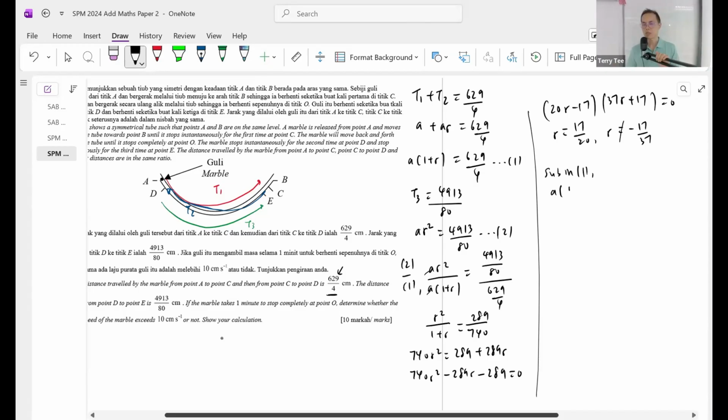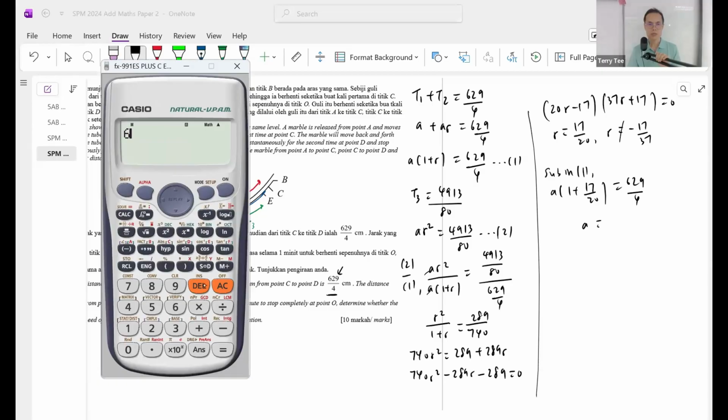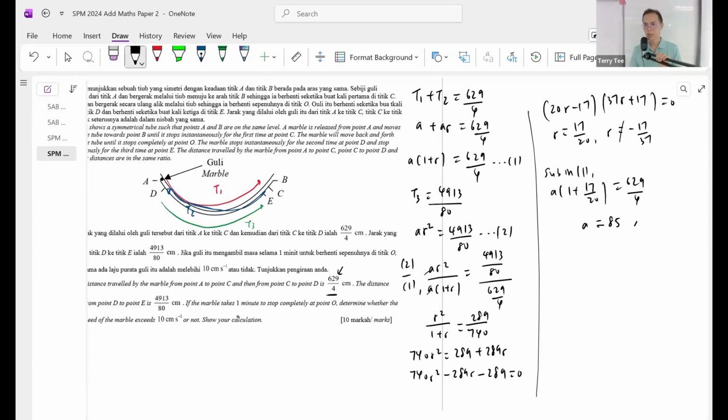Okay, so once you have your r, we can find your a by substituting inside equation number 1. Your a bracket 1 plus 17 over 20 is 629 over 4. Use your calculator. This will be 37 over 20. Take 629, divide by 4, divide by 37 over 20. Your a is 85.